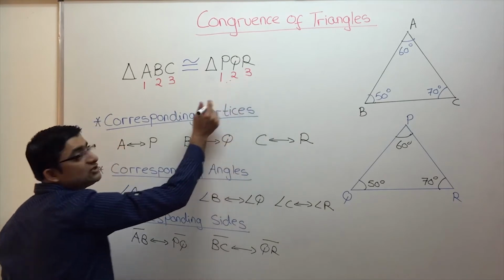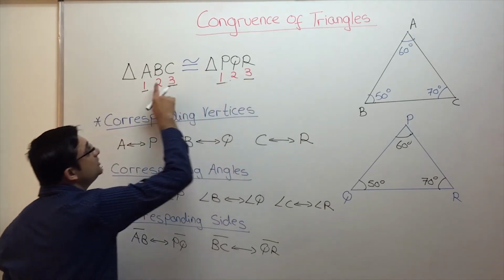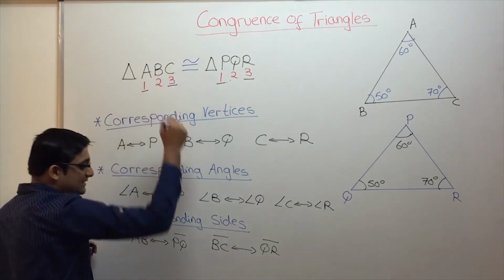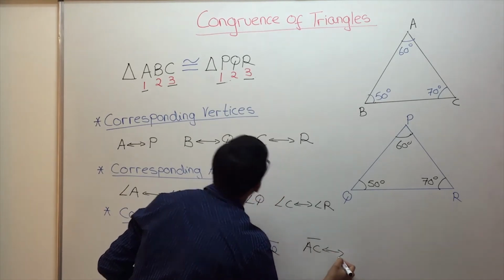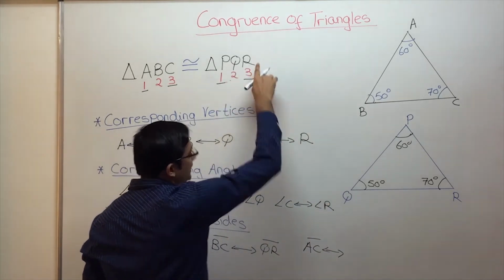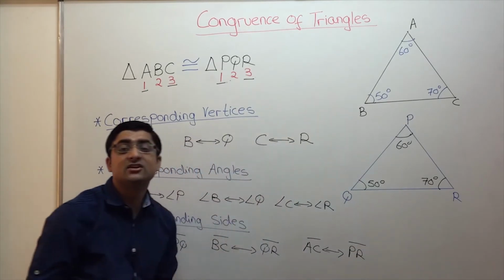Now one more combination is there. First and third letter corresponds to first and third letter. So what is first and third letter? AC. So AC corresponds to first and third letter over here, PR or RP. So PR. So these are the corresponding sides.